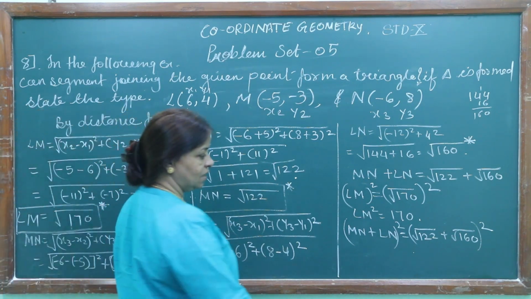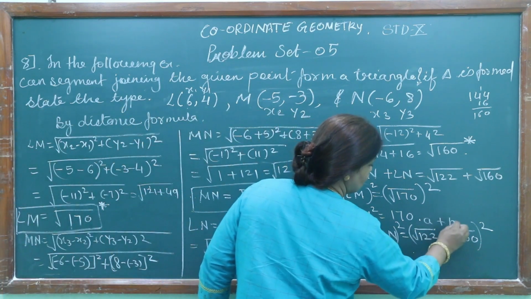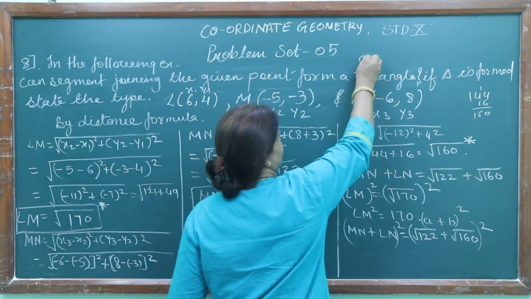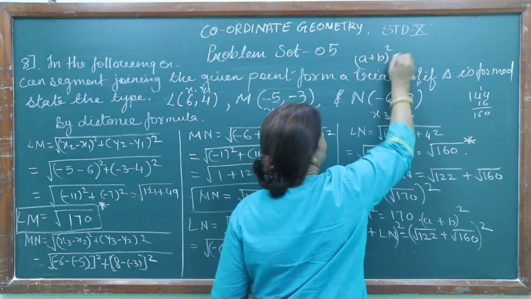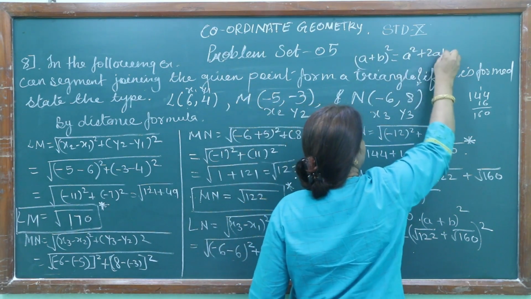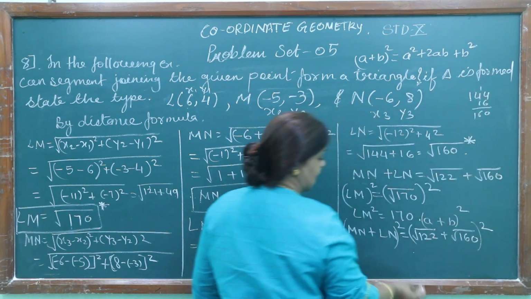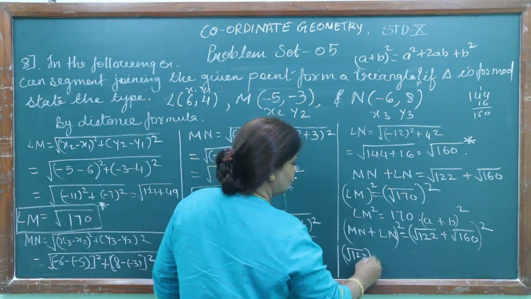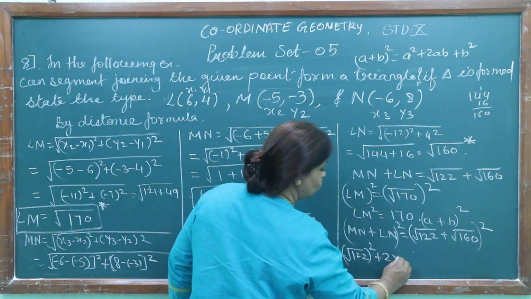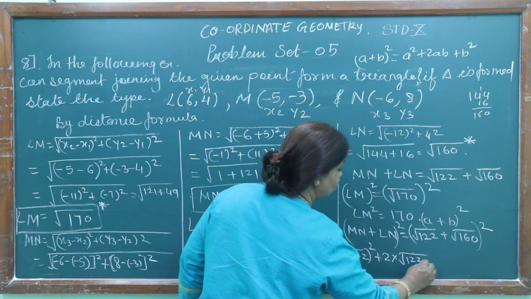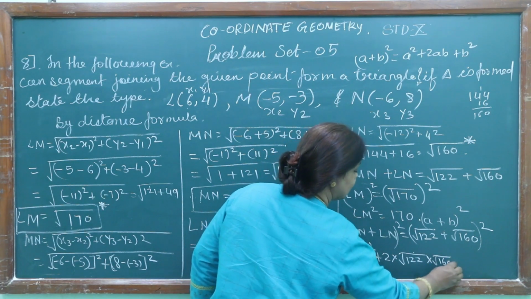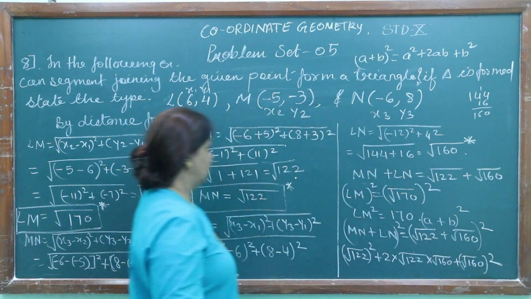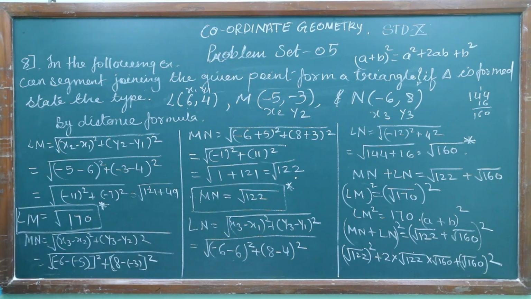So when I am squaring it, I have to use here the a plus b the whole square formula. Let me write it here: a plus b the whole square is what? a square plus 2ab plus b square. What is a here? 122. So under root 122 the whole square plus 2 into under root 122 into under root 160 plus under root 160 the whole square. Let me continue here, children. Let me rub it.